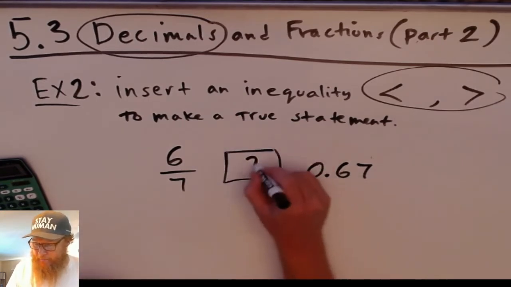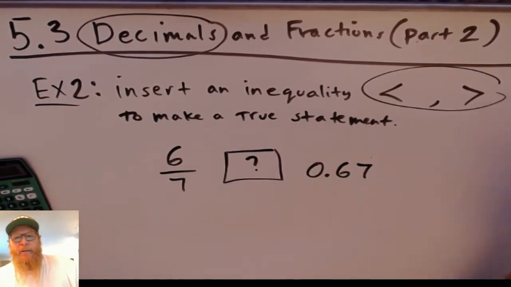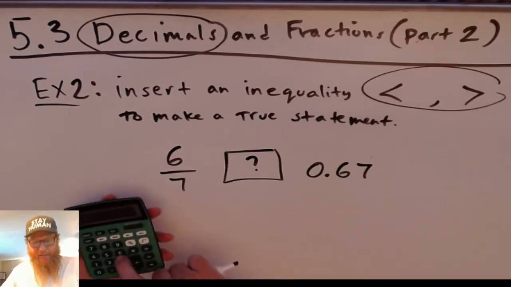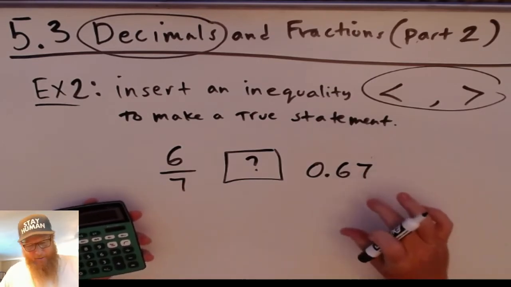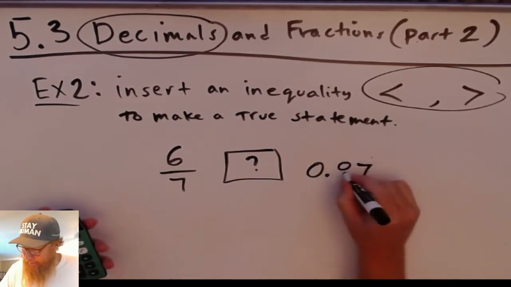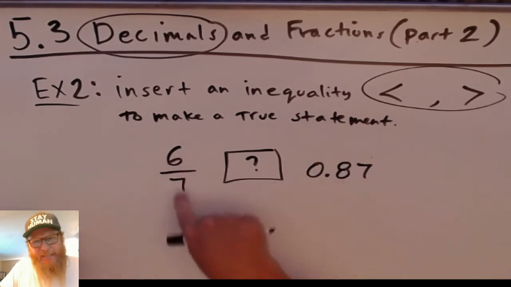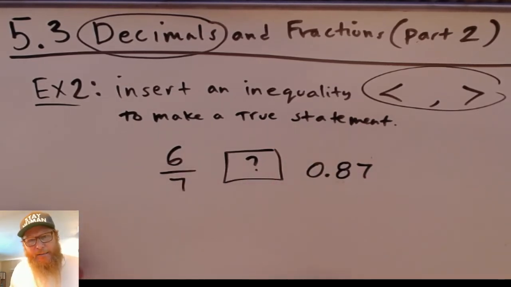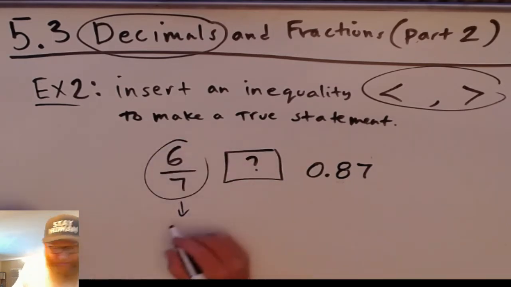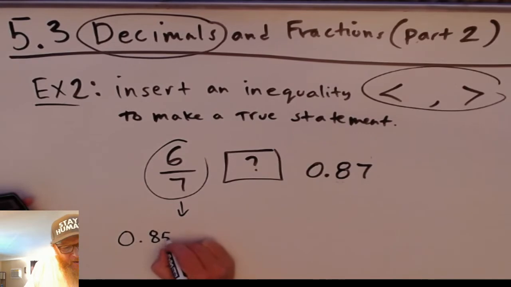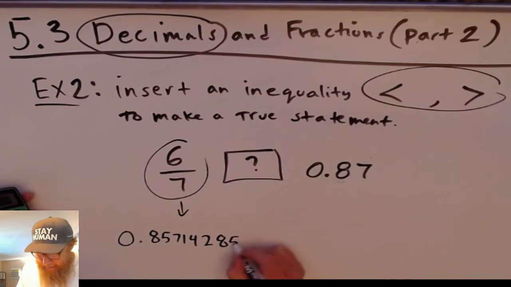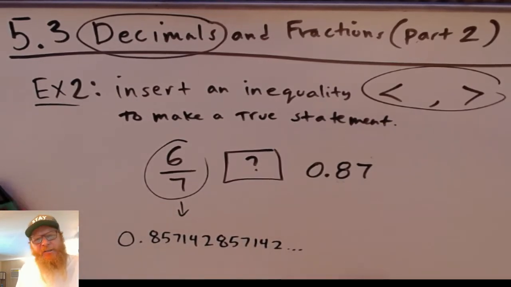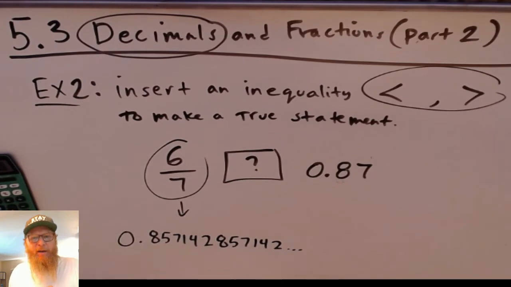So how about this one? We have 6/7, so 6 divided by 7. I wrote this down incorrectly. Let me correct that. So 6/7 compared to 0.87. 6/7 on the calculator is 0.857142, 857142. It's just going to repeat forever and ever. This is what we call a repeating block.